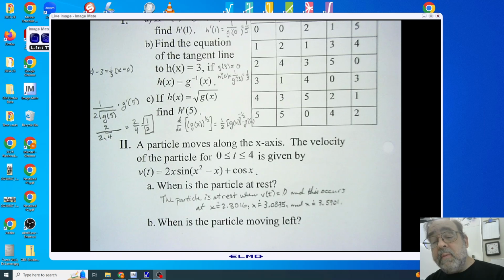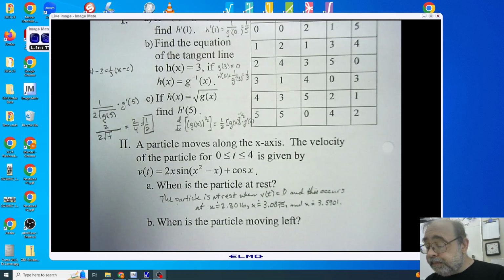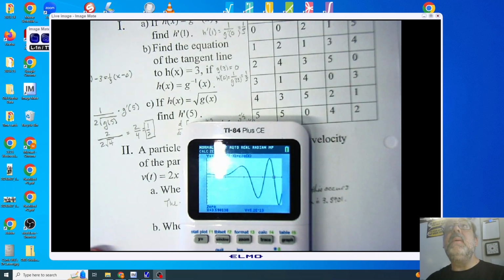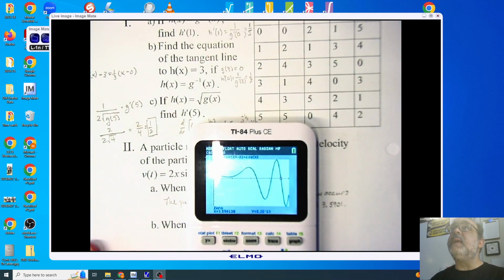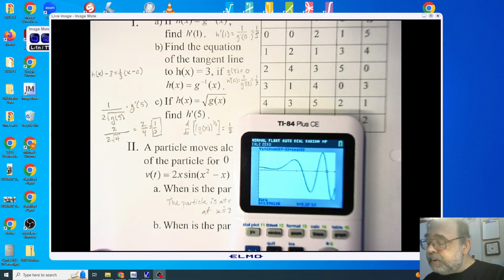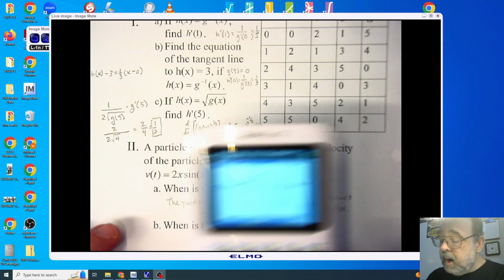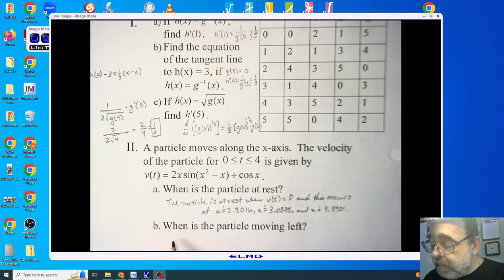When is the particle moving left? Well, the particle has to be moving, and there went all of my lights, but that's okay. Hopefully it'll cool down the room. So I know the particle is moving left when velocity is negative. That's going to be between these two zeros and from here to my endpoint.